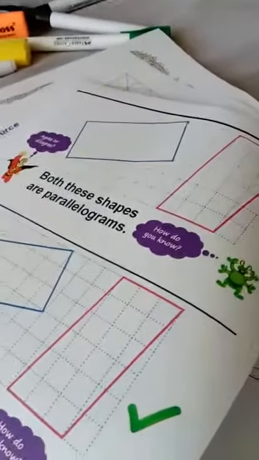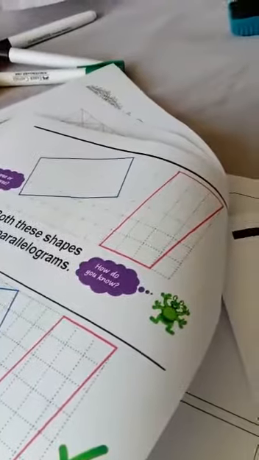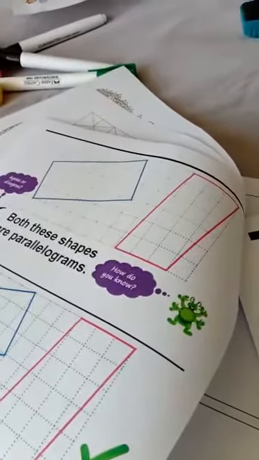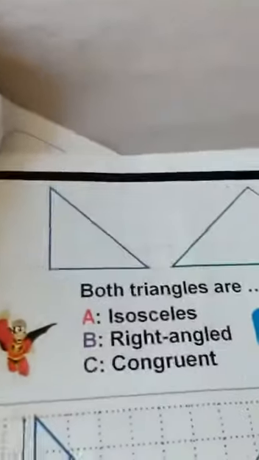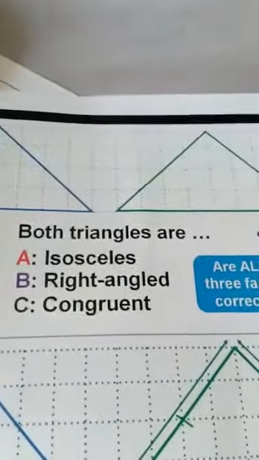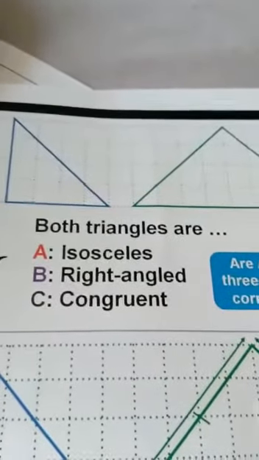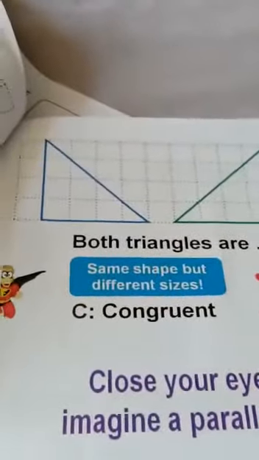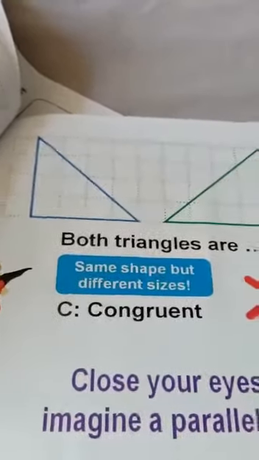Follow it and you can tick underneath which one is a parallelogram. And then you've got some questions on triangles. You've got 2 triangles there. Find out which ones are isosceles, right angled or congruent. Now, congruent are shapes that are the same size and the same shape.